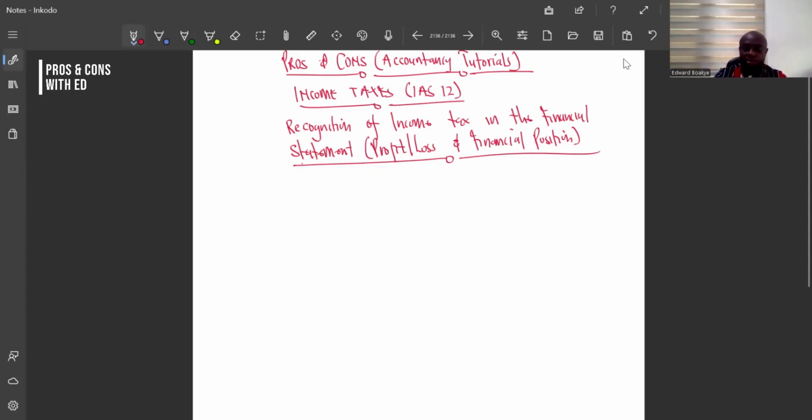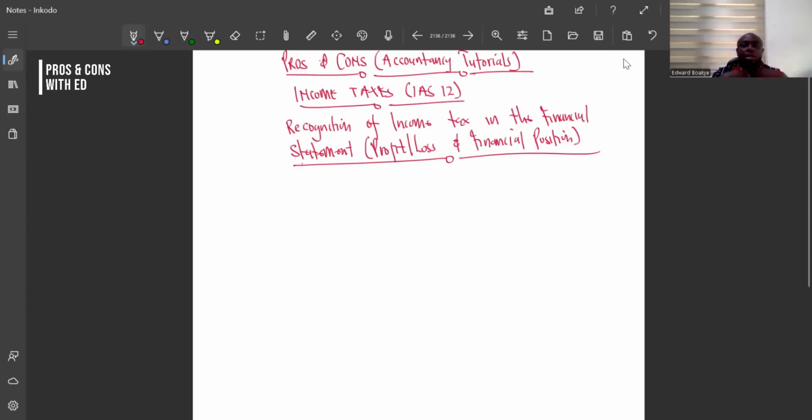What are these adjustments? These adjustments are a per year adjustment. So the payment that we made in the previous year, we may have over-provided or we may have under-provided in our profit or loss, or we may have over-provided or under-provided our current tax for last year.